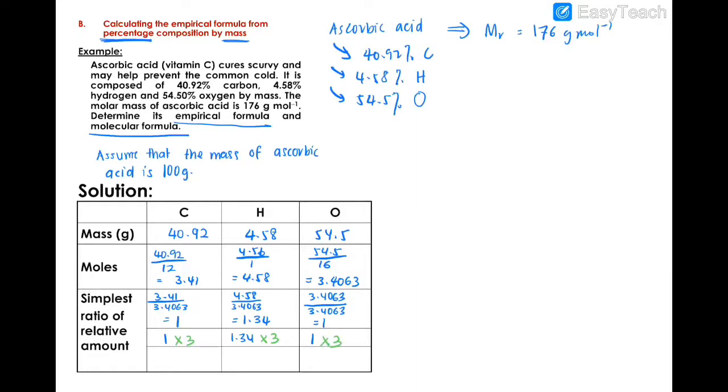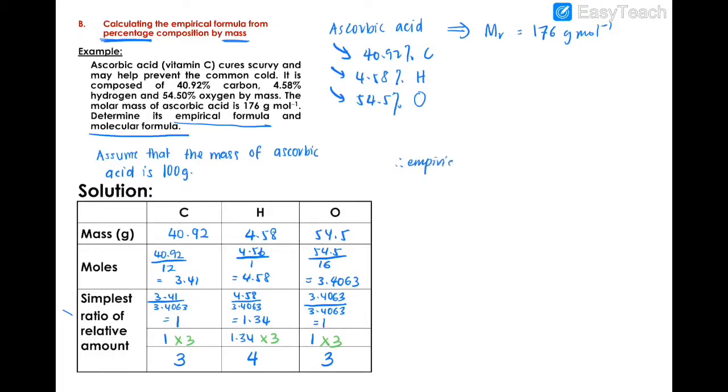Okay, jadi now kita punya ratio, simplest ratio untuk carbon is actually 3. Meanwhile, kalau 1.34 ni kita darab dengan 3, kamu akan dapat 4.02. Tapi sebab 4.02 is very near to 4 kan, so kita boleh terus tulis 4. And then oxygen pula kita akan dapat 3. So now we have the empirical formula of the ascorbic acid.